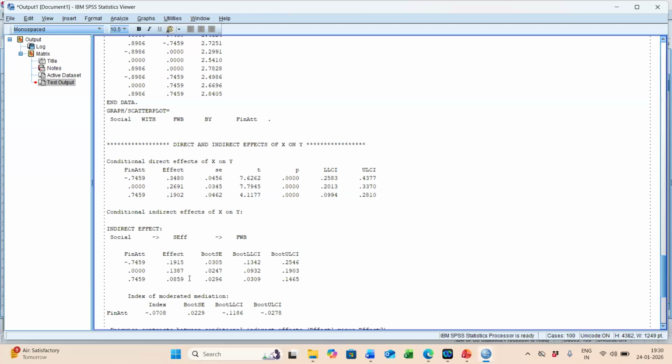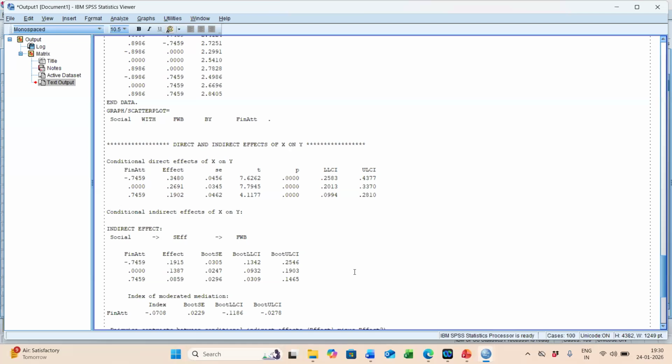Now we have to see whether this indirect effect is significant or not. Look at the bootstrap, the lower level confidence interval and upper level confidence interval. All the lower level and upper level confidence intervals are positive. That means the indirect effect is also significant.